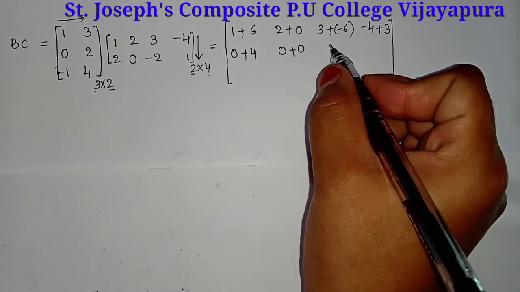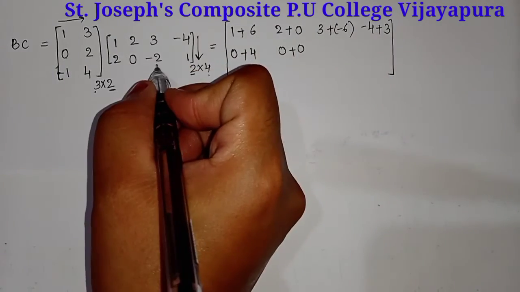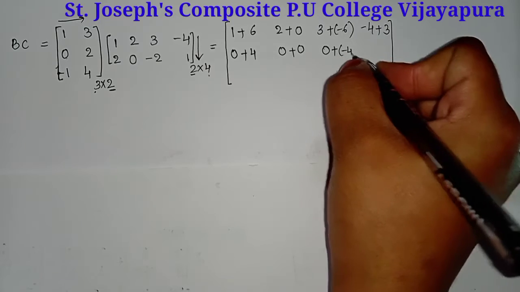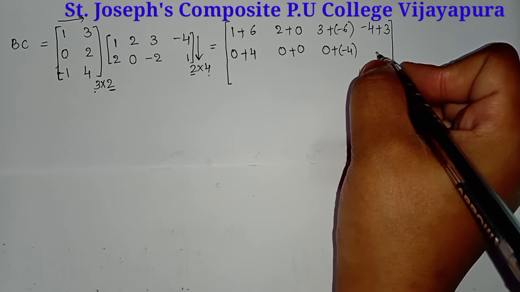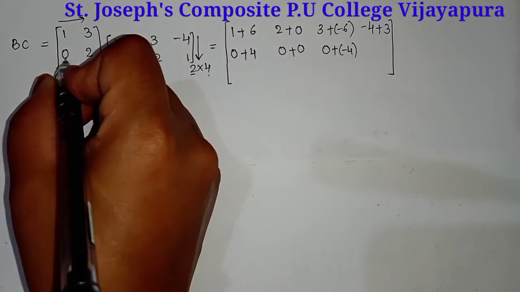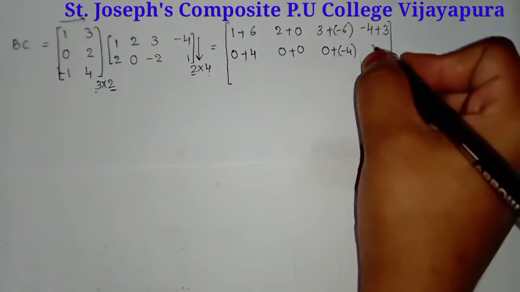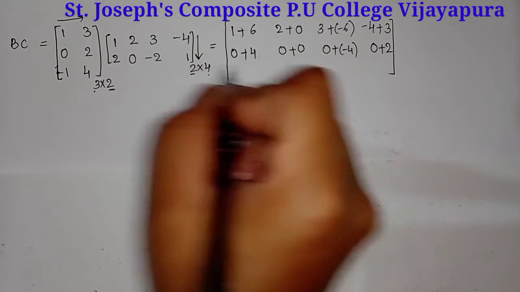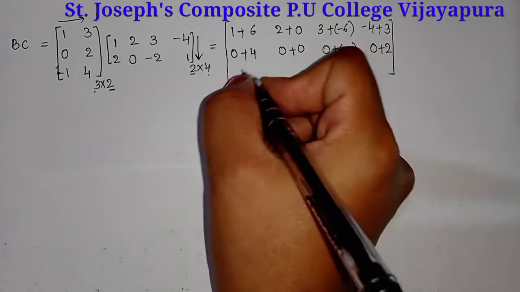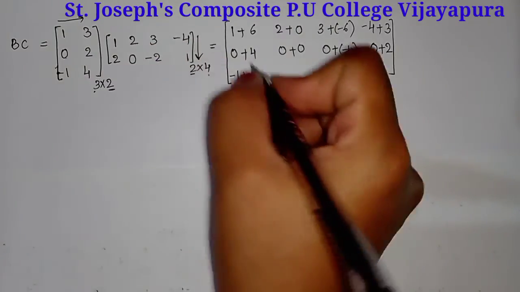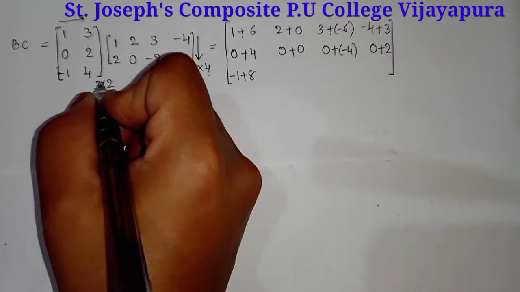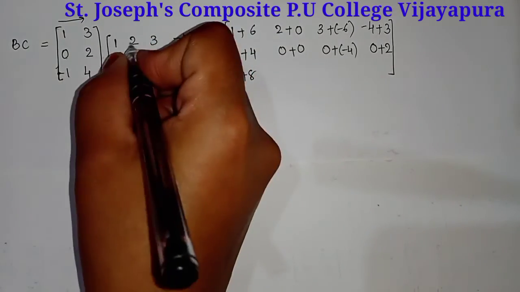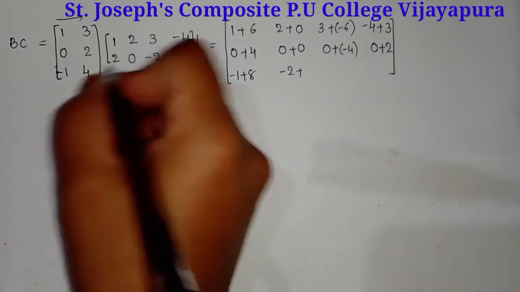Our next element will be A23. Second row, third column. 0 into 3 is 0 plus 2 into minus 2 is minus 4. Next element will be A24, which means second row, fourth column. 0 into minus 4 is 0 plus 2 into 1 is 2. Next element will be A31, third row, first column. Minus 1 into 1 is minus 1 plus 4 into 2 is 8. Our next element will be A32. Third row, second column, minus 1 into 2 is minus 2 plus 4 into 0 is 0.